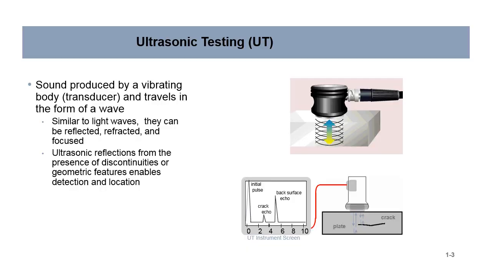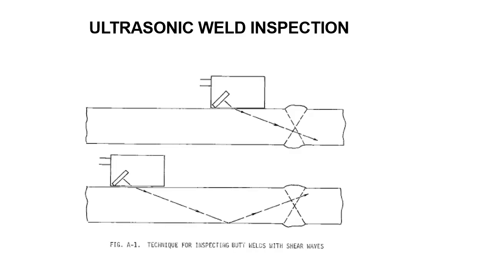Sound is produced by a vibrating body, a transducer, and then travels in the form of a wave. Similar to light waves, they can be reflected, refracted, and focused. Ultrasonic reflections from the presence of discontinuities or geometric features enable the detection and location of defects or discontinuities, depending on what you have. Here's another slide that gives you a general idea.